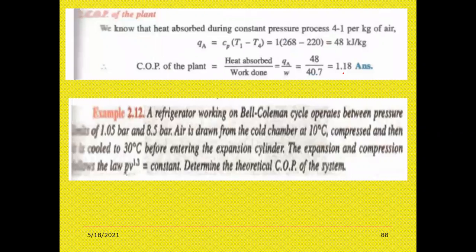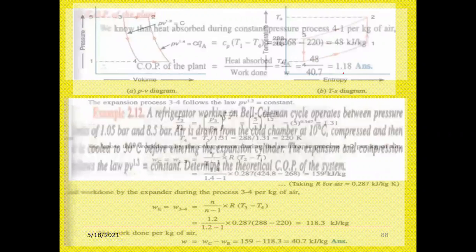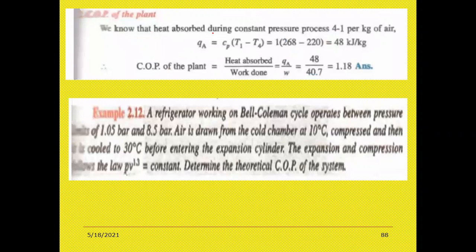So if you see the second one, the coefficient of performance of the plant. The heat absorbed during the constant pressure process 4 to 1, that is QA, is equal to Cp into T1 minus T4. So Cp is equal to 1. We know that temperature T1 value 268 minus 220, that is 48 kilojoules per kg. Therefore, COP of the plant is equal to heat absorbed by work done. Therefore, QA by W is equal to 48 by 40.7, that is equal to 1.18. That is the total coefficient of performance of the plant.